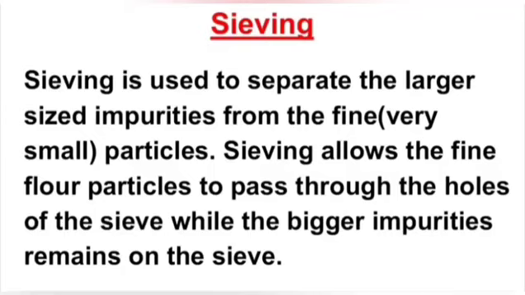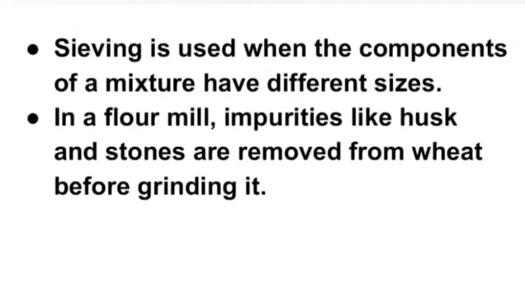Sieving allows the fine flour particles or any other small particle to pass through the holes of the sieve, while the bigger impurities remain on the sieve. This means the small particles can pass through the holes of the sieve. And sieving is used when the components of a mixture have different sizes.